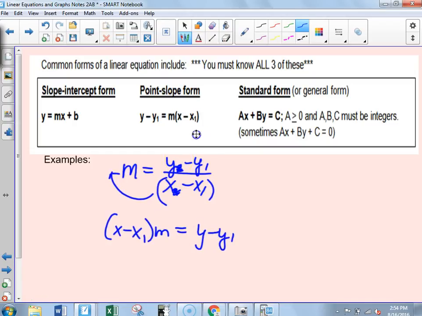Is that really the same thing? I have it on the opposite sides, and the m is at the back, but it's the same thing, right? It's really just another form of slope. Let me talk about why you use this.